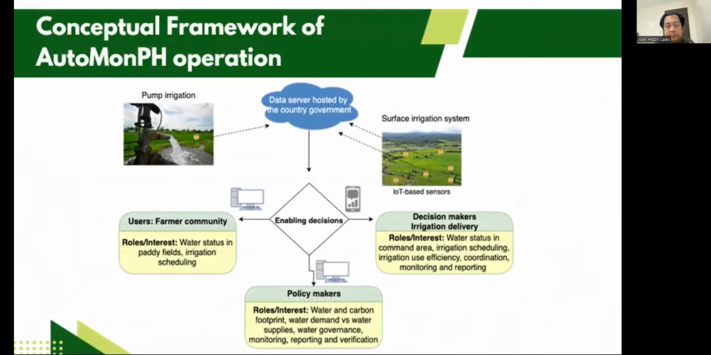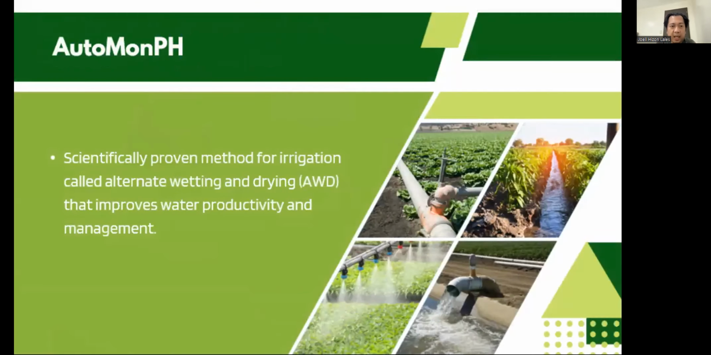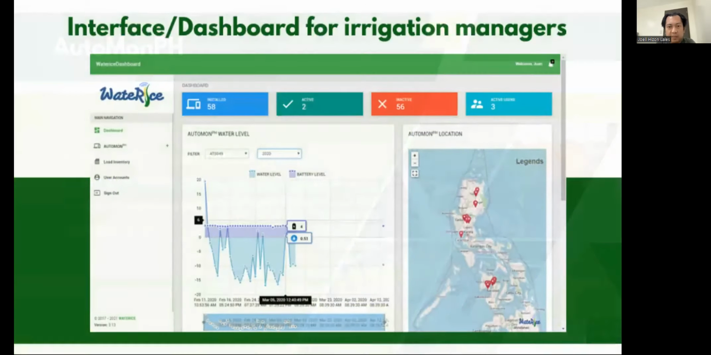Ito yung framework of the Automon PH. There is a system that connects the sources of irrigation to the farmers, the decision makers, and the policy makers. Nagsisend siya ng signal. Pagka mababa na yung water level, magsisignal na siya dun sa supplier na kailangan mag-supply ka na. So it's a proven method that improves water productivity and management because it's a computer-guided system. Medyo high-tech masyado, hindi ko rin maipaliwanag ng masyado, but I just want to bring it to the appreciation of everyone.